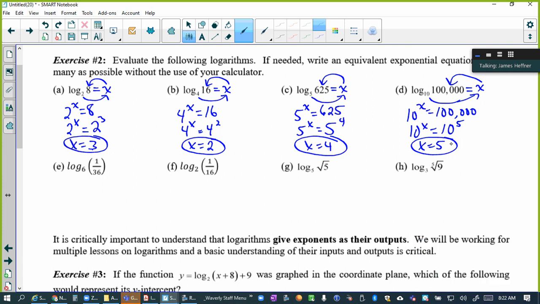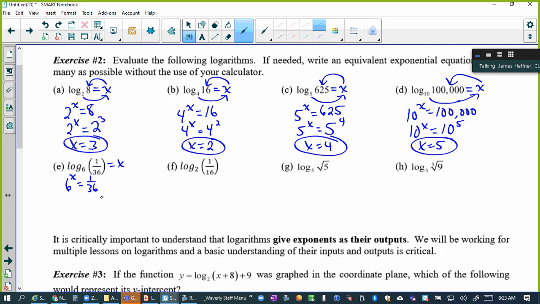Let's try the one down here. Let's evaluate the log base 6 of 1 over 36 equals x. So what's our exponential equation that's equivalent here? 6 to the x equals 1 over 36, 1 divided by 36.